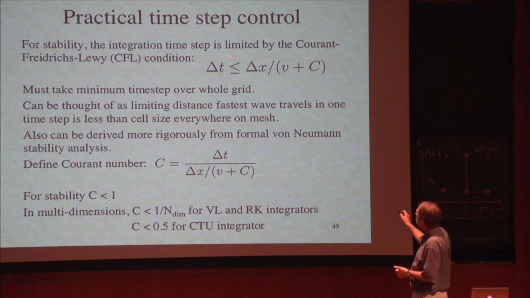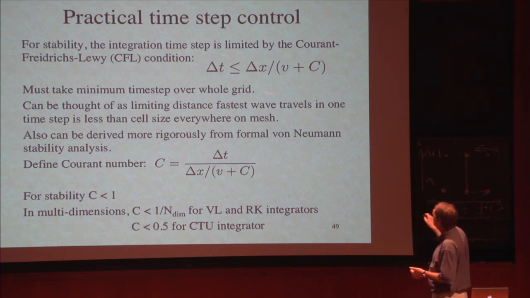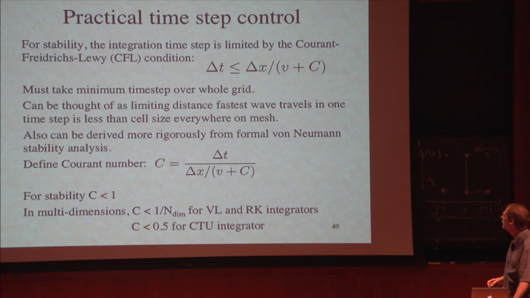And so the mathematical form of it is that delta t has to be less than the distance a wave can move in delta t. You've got to take the minimum over every cell because in every cell you have a different v and a different c, and you have to use the fastest wave speed here, summed in the direction of the flow. You can use this as a practical matter, but you can also derive it rigorously, as we did before, from a von Neumann stability analysis.